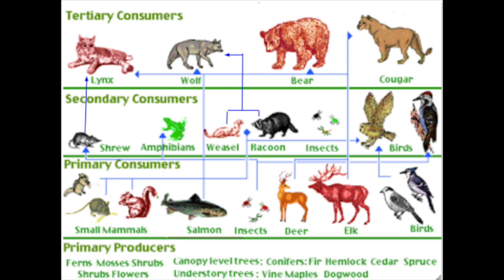Small, non-predatory birds like blue jays are eaten by larger predatory birds like owls and eagles. Tertiary consumers eat what they can get from the primary consumers and secondary consumers. The lynx gets its energy from the shrew, salmon, elk, and deer. The wolf eats the weasel, raccoon, salmon, elk, and deer. The bear and cougar both eat the salmon, elk, and deer.